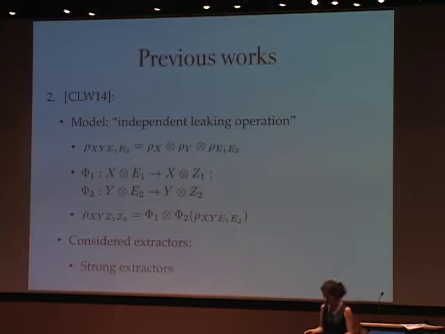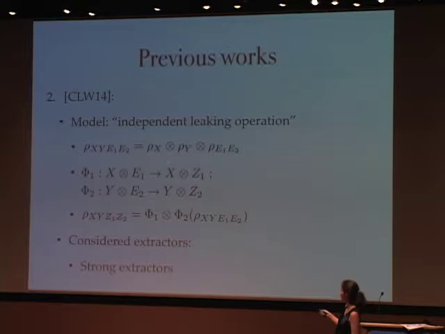Then the second work is a recent one by Chang, Li, and Wu. The model that they have is a bit different. We call it the independent leaking operation. Here they start with an initial state, which is a product between the sources, and the adversary has some arbitrary state on these two registers. And then there is some independent leaking operation.